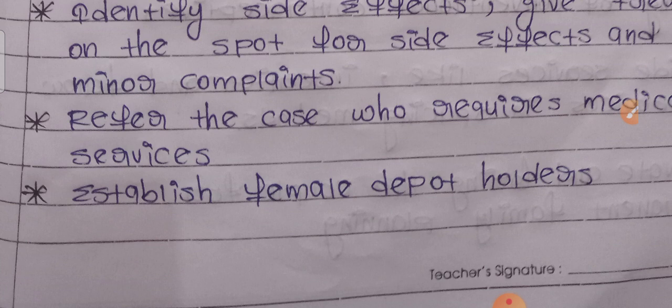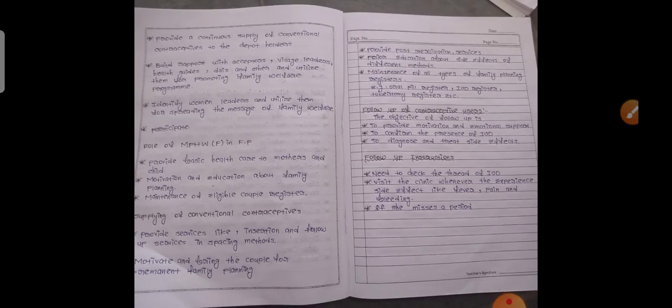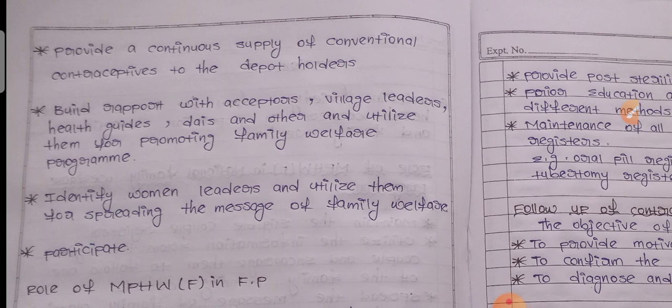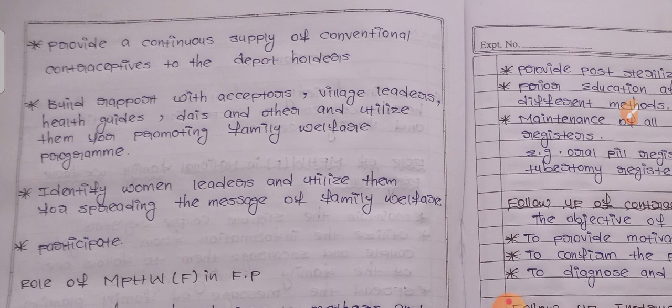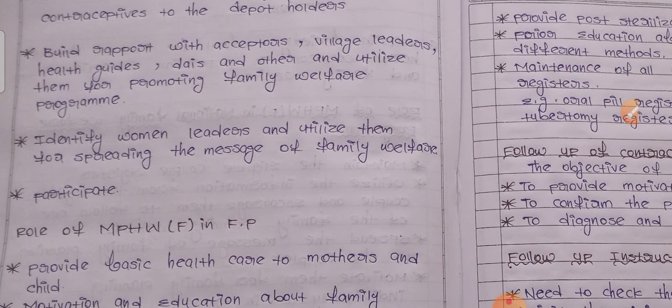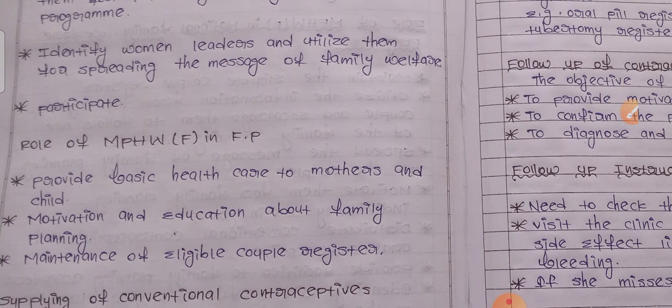Establish female depot holders. So next, coming to providing a continuous supply of conventional contraceptives to the depot holders. Build rapport with acceptors, village leaders, health guides, and others, and utilize them for promoting the family welfare program. Identify women leaders and utilize them for spreading the message of family welfare.